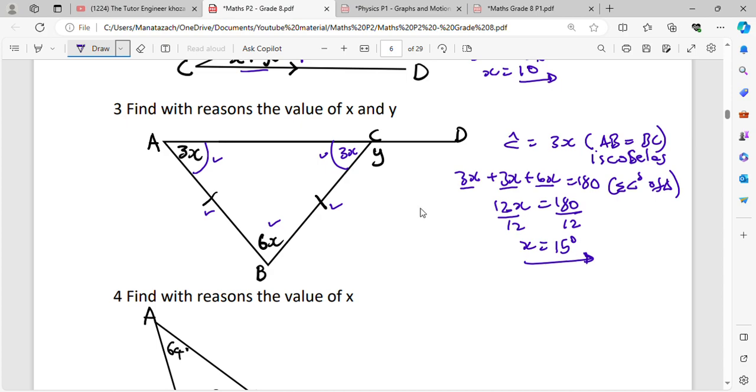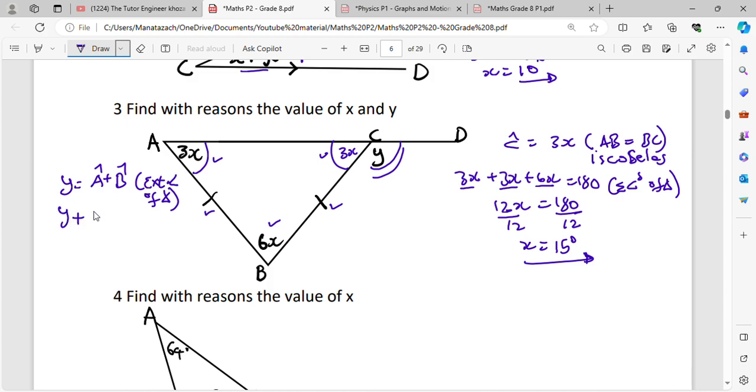Now let's calculate for y. We can see that y is the exterior angle. So let's write this side. y is equal to angle A plus angle B. The reason is the exterior angle of a triangle is equal to the sum of the two opposite angles.